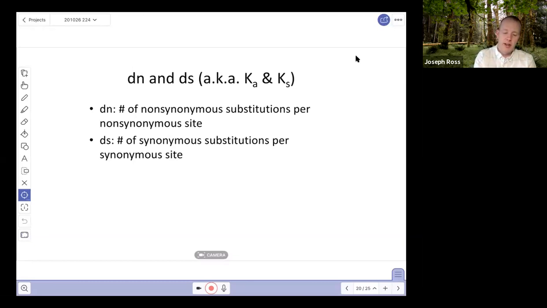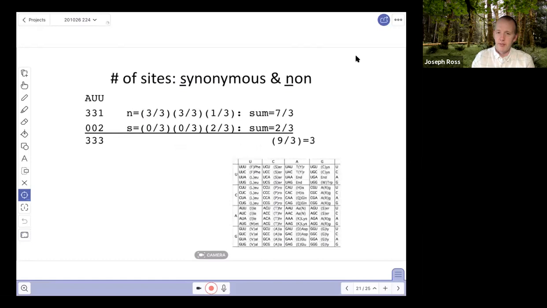Likewise, with dS, the S for synonymous substitutions, we count up how many synonymous mutations we observe, and then we have to divide that by the opportunity for synonymous mutations to have happened. And so these denominators, the number of synonymous and non-synonymous sites, have to be determined individually for each case, for each gene and pair of genes in comparison. So I'm going to show you an example of how to do this.